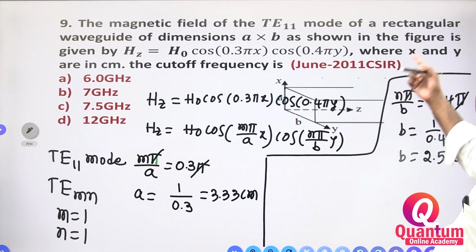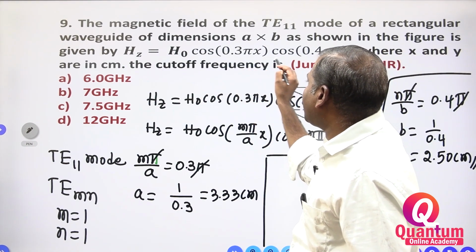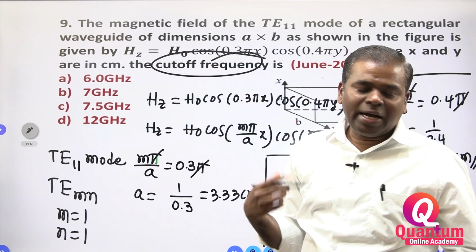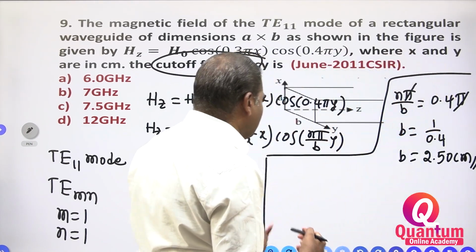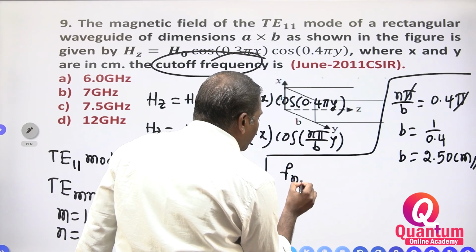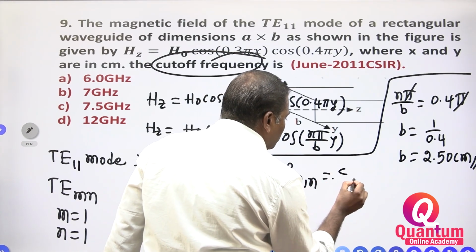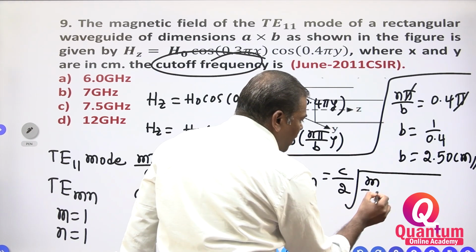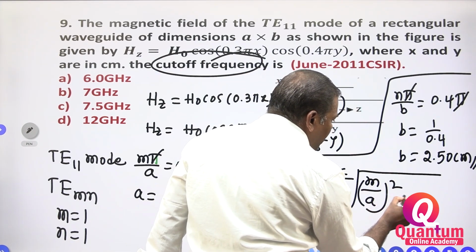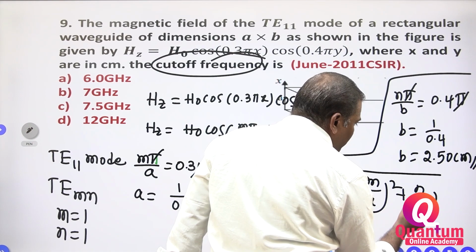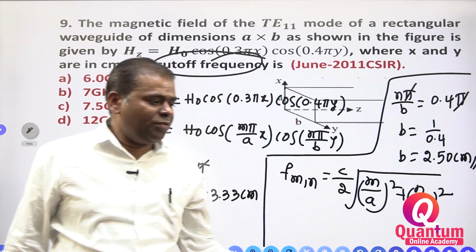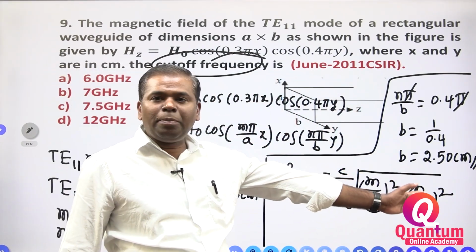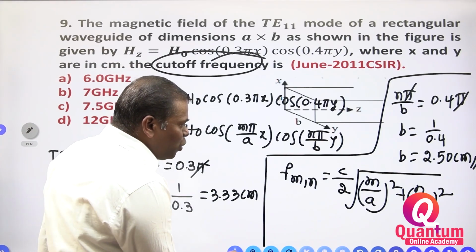But what they are asking about is the cutoff frequency. The cutoff frequency for this mode f m,n is equal to c by 2 into square root of (m by a) whole square plus (n by b) whole square. This is the cutoff frequency formula: (m by a) whole square plus (n by b) whole square. You know all the values.